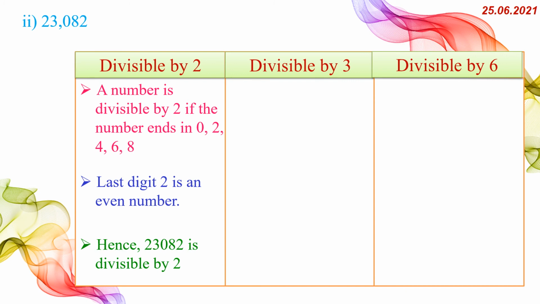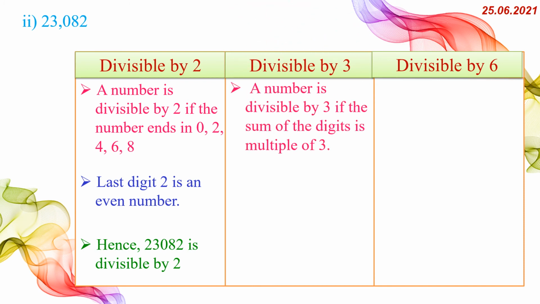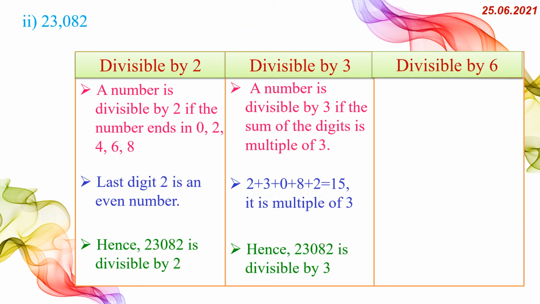Let us check whether the given number is divisible by 3 or not. So what is the rule of divisibility by 3? Yes, good. A number is divisible by 3 if the sum of the digits is a multiple of 3. So let us find the sum of the digits. That is 2 plus 3 plus 0 plus 8 plus 2 equals 15. Here 15 is a multiple of 3, because 5 3s are 15. So hence 23,082 is divisible by 3.